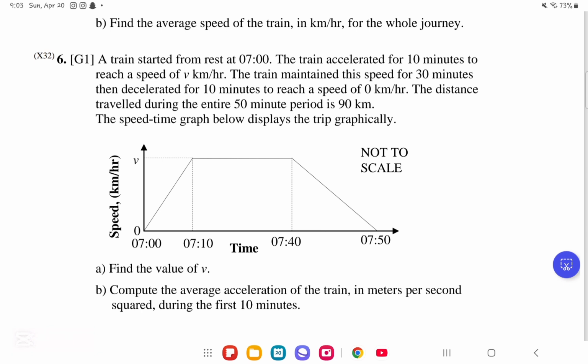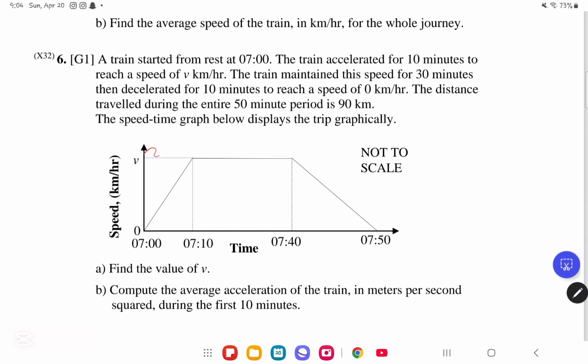The train maintained the speed for 30 minutes and decelerated for 10 minutes to reach a speed of 0 kilometers per hour. The distance traveled during the entire 50-minute period is 90 kilometers. The speed-time graph below displays the trip graphically. Okay, so they want us to find the value of v.